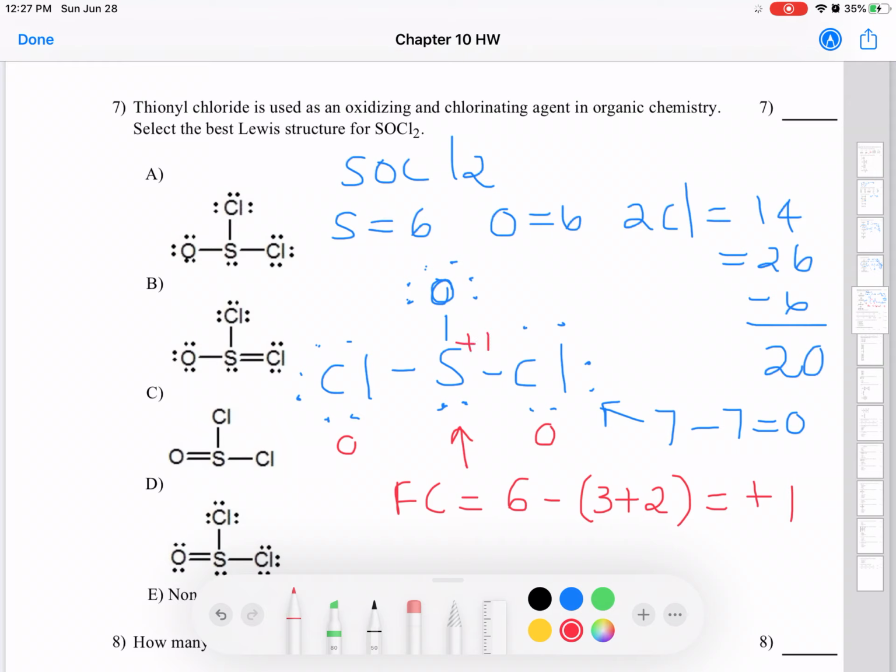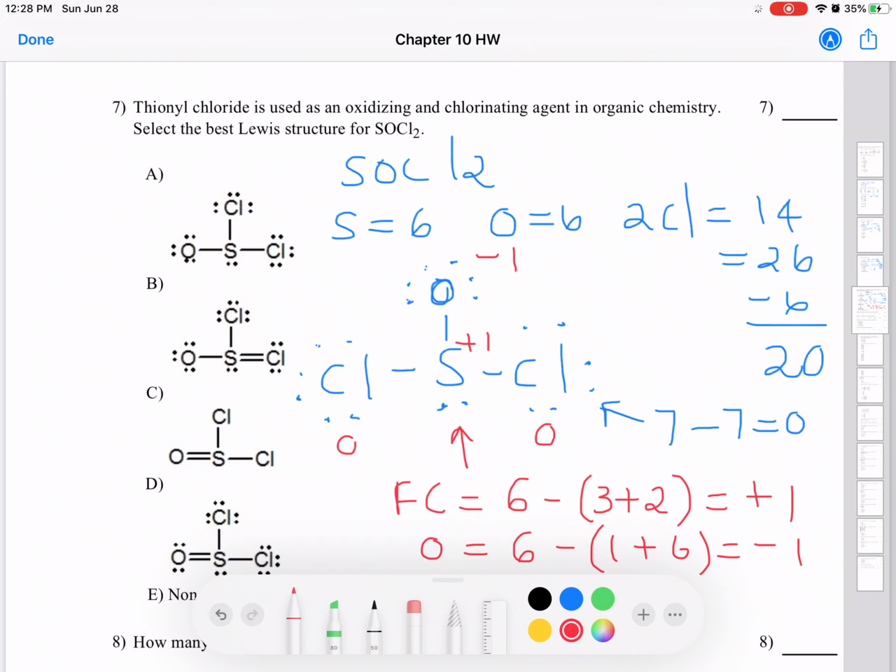What about the oxygen? Formal charge: oxygen group number 6 minus the number of bonds. There is 1 bond on oxygen, and then the number of electrons 6. So 6 plus 1 is 7. So 6 minus 7 is minus 1. So oxygen is minus 1. Now you can see that there is a plus 1 and a minus 1 formal charge.